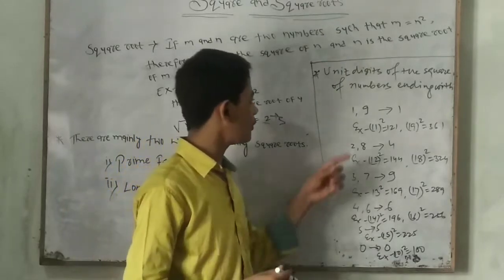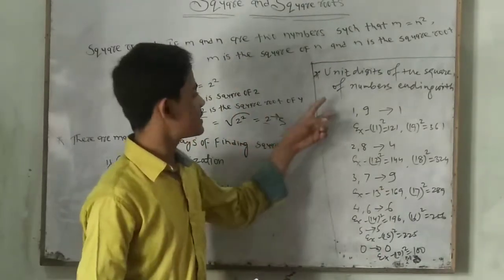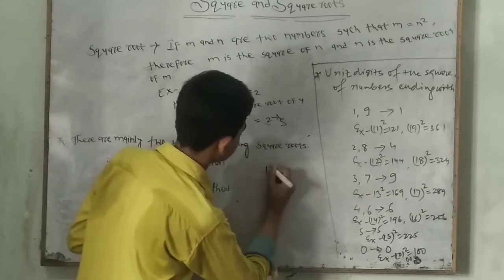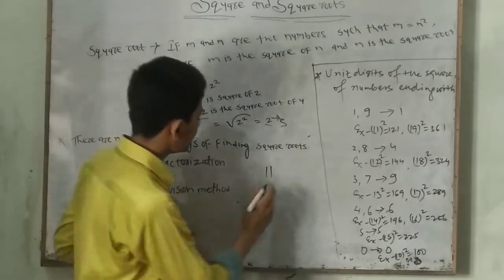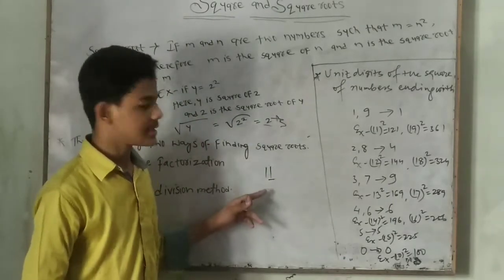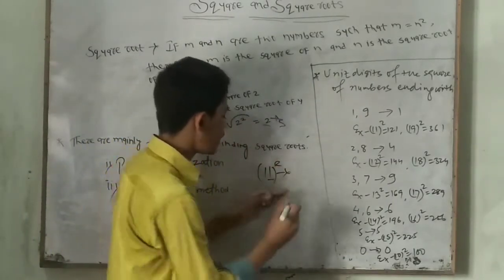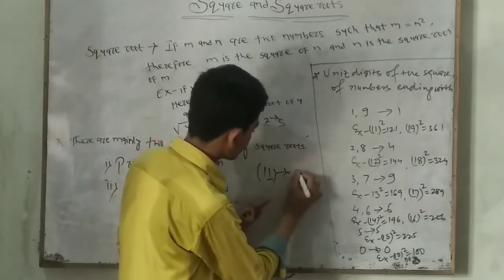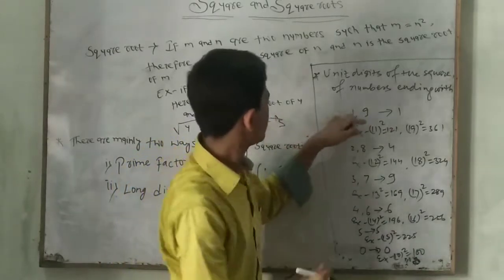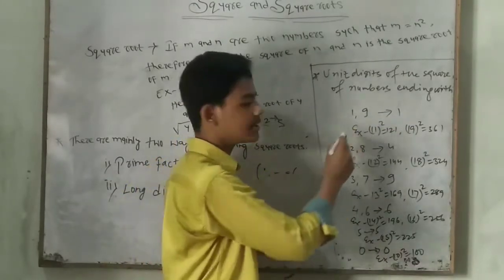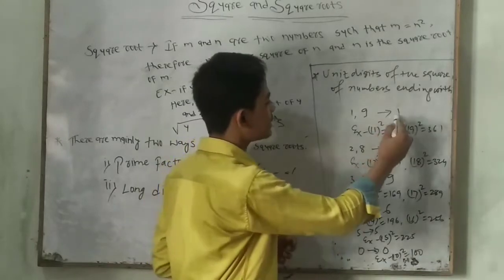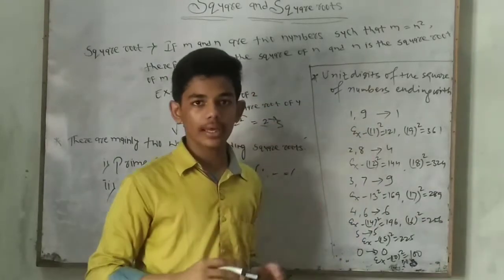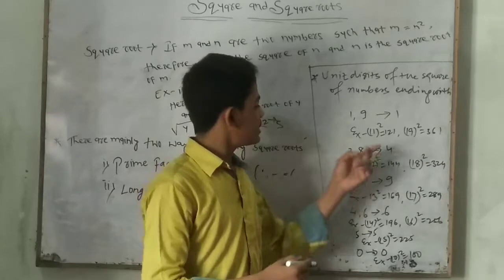unit digits of the square of numbers ending with 1 and 9. Here, we will see that if the unit digit of a number, suppose the number is 11, and the unit digit of this number is 1, then when we square it, what will be the unit digit of the answer? Suppose 1 and 9 are the ending digits, and when we square it, the unit digit of the result will be 1. For example, 11 squared is 121.